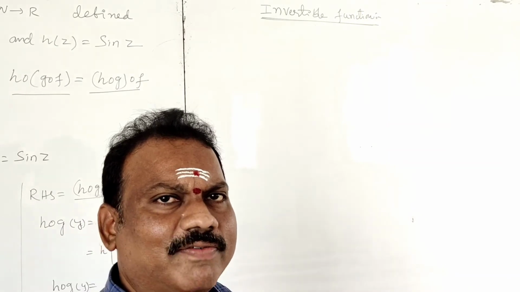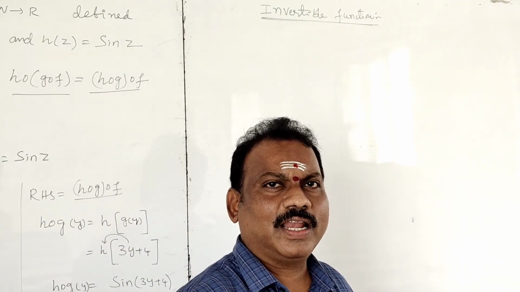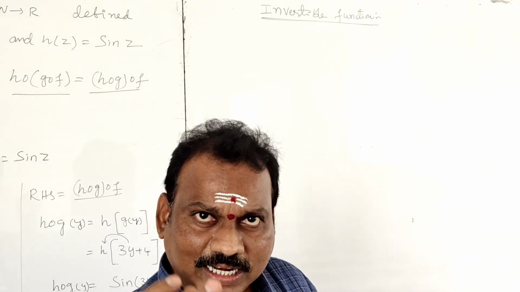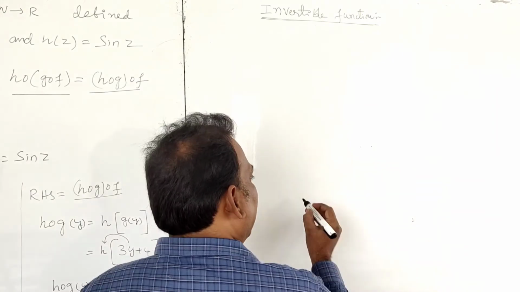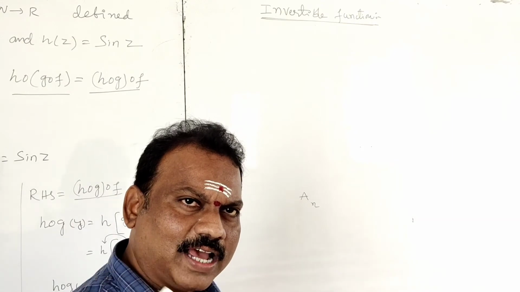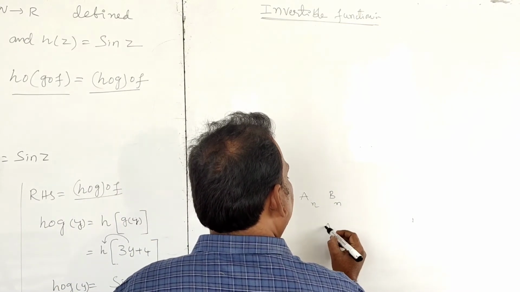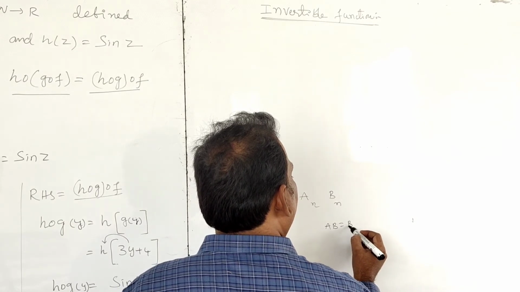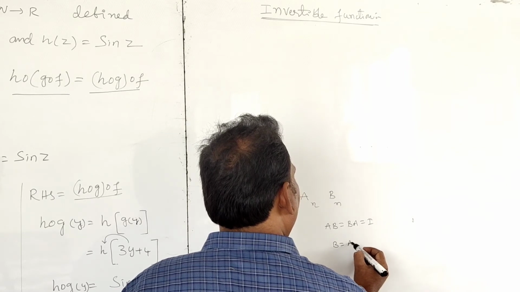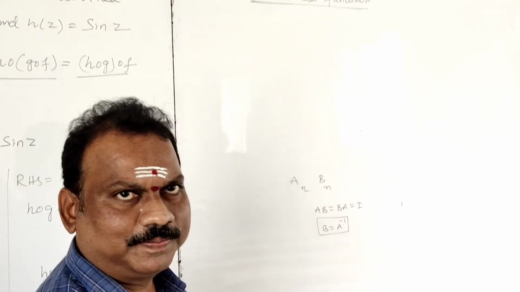So what is meant by invertible function? In matrices we discussed invertible matrix. What is meant by invertible matrix? Let me recall it. Let A be a matrix of order n. If there exists another matrix B of the same order such that AB is equal to BA is equal to I, then B is called the inverse of A. This is the formula. Already you are familiar.